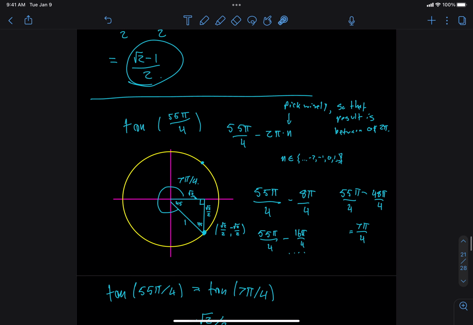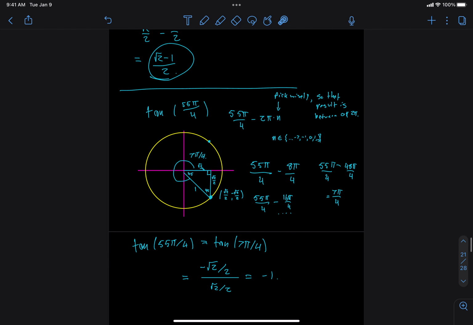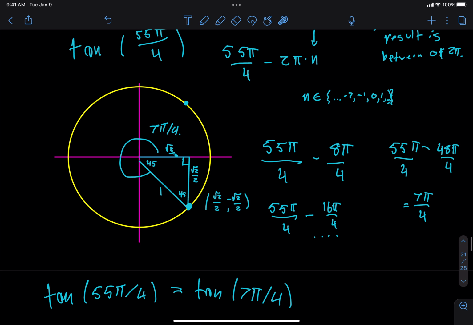All right, any questions on this example? Yes? I just want to make sure, why did you use 8 pi over 4 again? Because what I want to do is subtract 2 pi. But in order to do the subtraction, I need to get a common denominator, right? So to get a common denominator between 2 pi and 55 pi over 4, what do I do to 2 pi? I multiply by 4 on the top and on the bottom. And that gets it to have a common denominator.